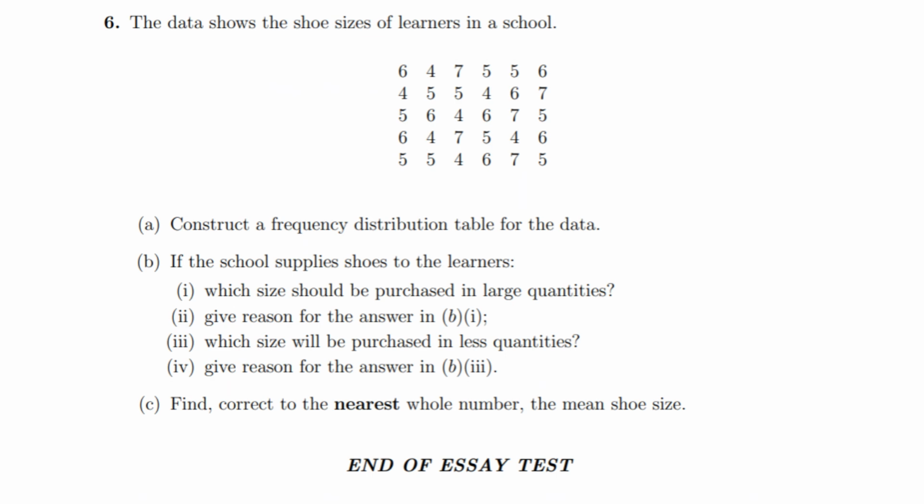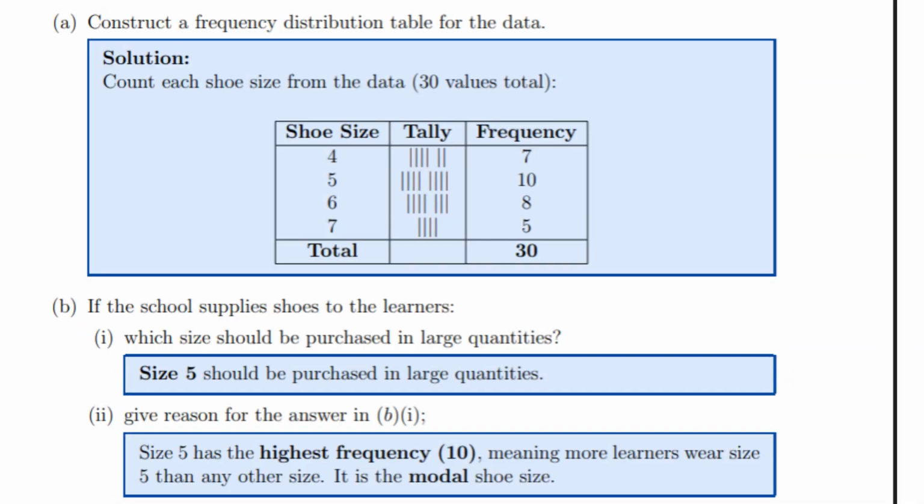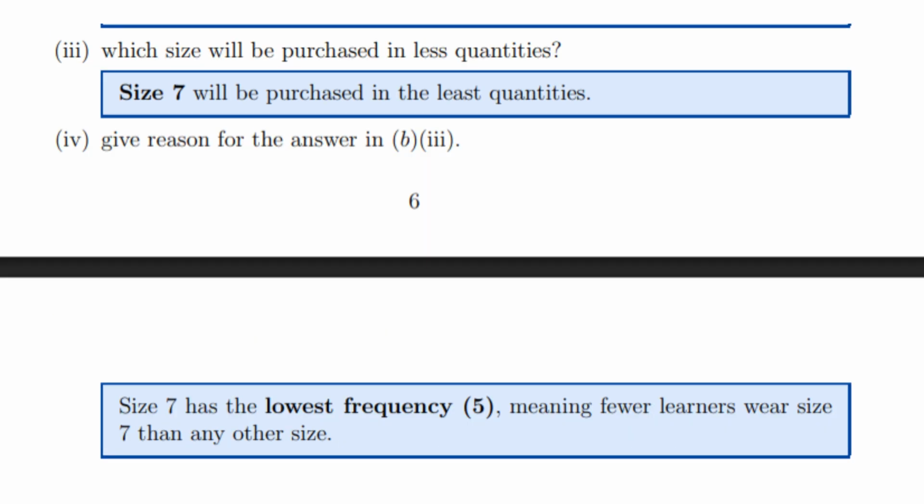Okay, so from this, let's look at the answers. These are the tallies that we've done in our table over there. When you are doing the tally, cancel out with the fifth stroke: 1, 2, 3, 4, then use the fifth stroke to cancel across. So that's our table over here. Which size will we purchase in large quantity? That will be size 5. Why? Because it has the highest frequency, which is 10. The size we will purchase in less quantity will be size 7, because it has the lowest frequency.